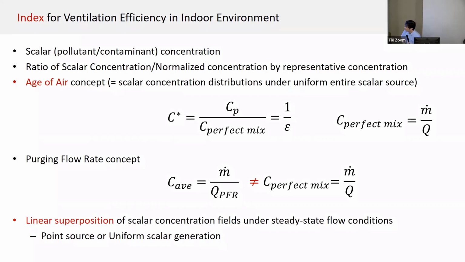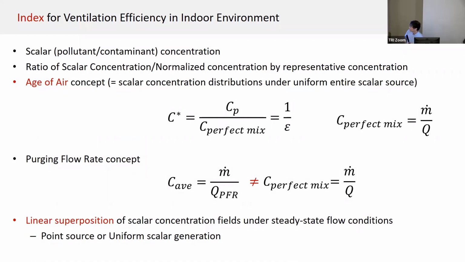The third one is the age of air concept, which we usually use at the design stage. This is the travel time of fresh air from the supply inlet to a certain point of the indoor environment. And this age of air distribution is easily calculated by using CFD techniques.